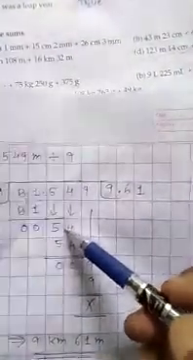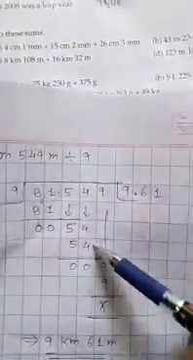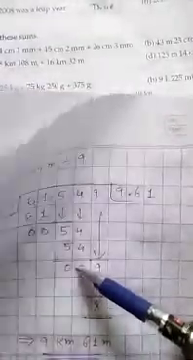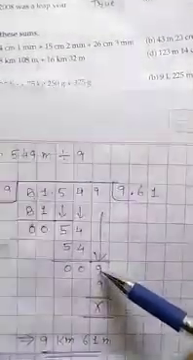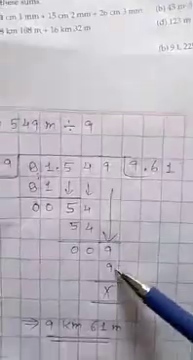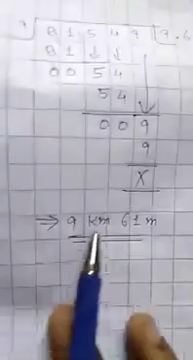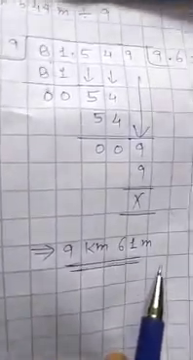Now we divide 54 by 9. 9 sixes are 54. So when we subtract 54 from 54, it will be 0. We will put 9 here and divide 9 by 9. 9 ones are 9. So the answer will be 9.61. So the answer is 9 kilometer 61 meter.